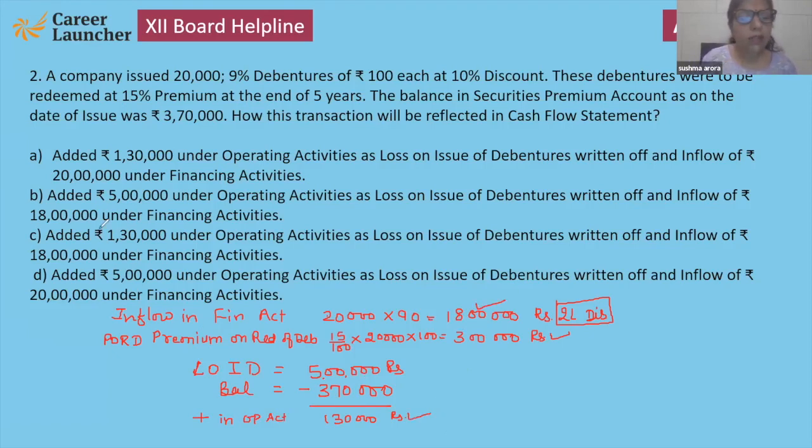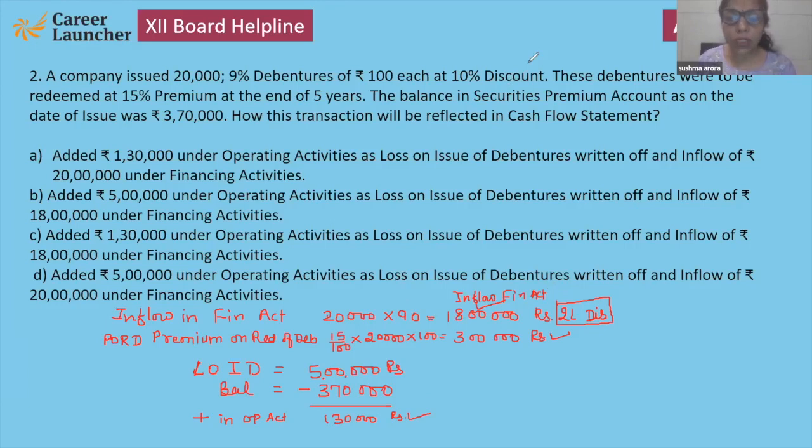So your answer will be this: 1 lakh 30,000 under operating activity as loss on issue of debentures, and 18 lakh will be inflow under financing activity. As I told you, there are 3 activities in cash flow statement: operating, investing, and financing. Shares, debentures, and long-term loans are under financing activity. Okay, children? So the correct answer is C.